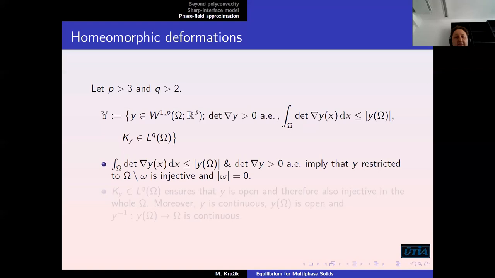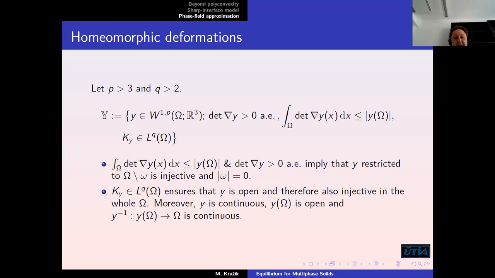So the Ciarlet-Nečas condition tells you that if you restrict y to some Omega minus little omega, where little omega is a negligible set, then the mapping is injective. And then we know that the control of the distortion tells us that y is open. Then it's also injective everywhere in Omega, because it cannot be constant, since the mapping is almost everywhere injective. So it has to be open. And from these facts, you can show that, in fact, you have injectivity everywhere. So y is continuous and y of Omega is open. And you also have that the inverse is continuous.